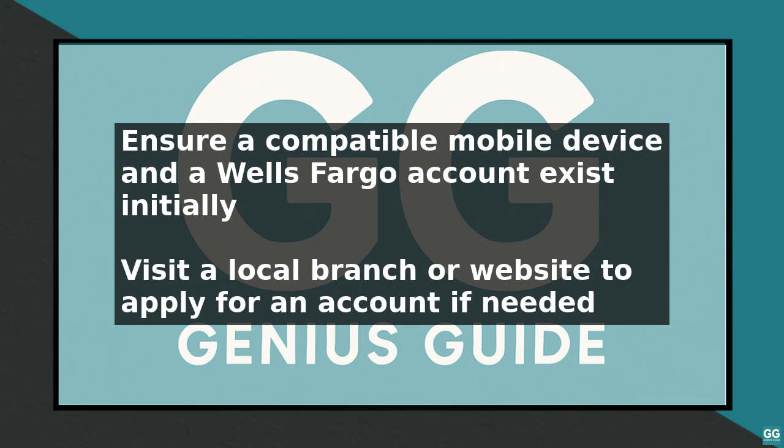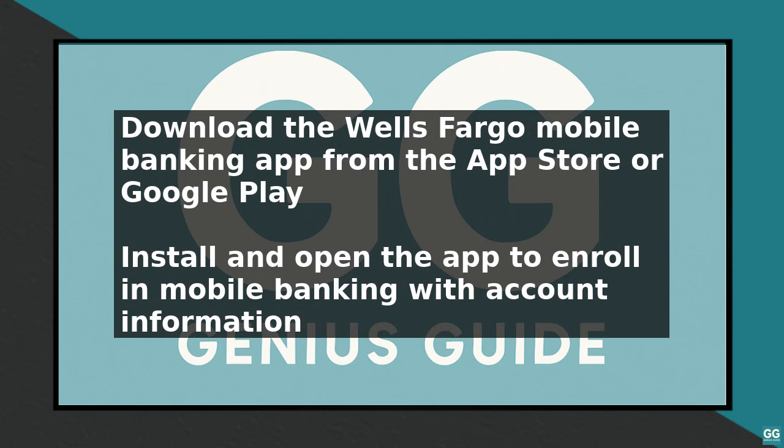devices. Once the app is installed, tap to open it and select the option to enroll in mobile banking. You will need to provide your Wells Fargo account information, including your account number and social security number or tax identification number. Next, create a username and password for your mobile banking account, following the prompts to set up security questions and answers. This information will be used to verify your identity when logging into your account.